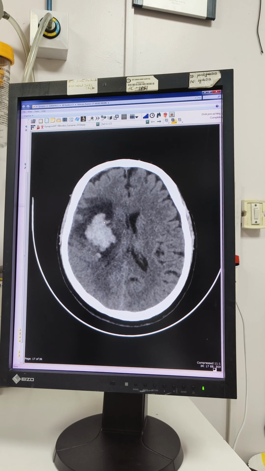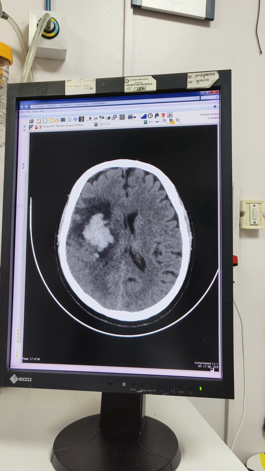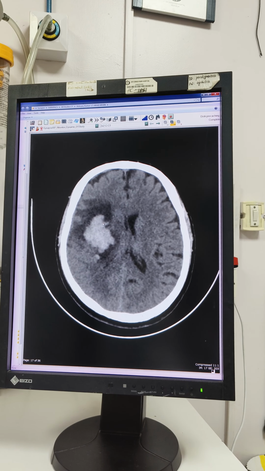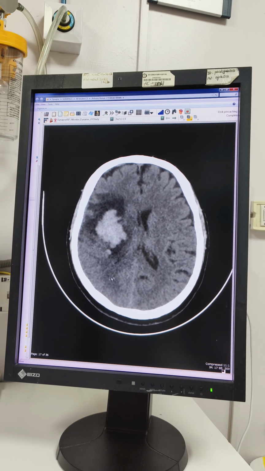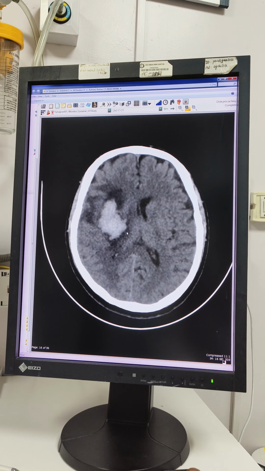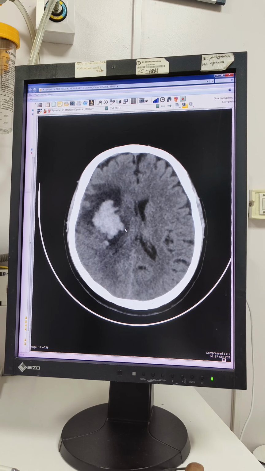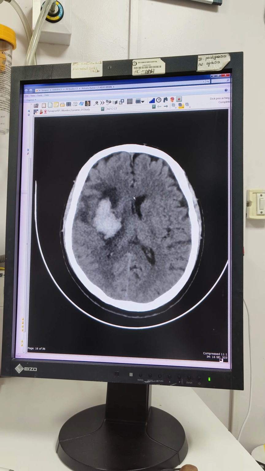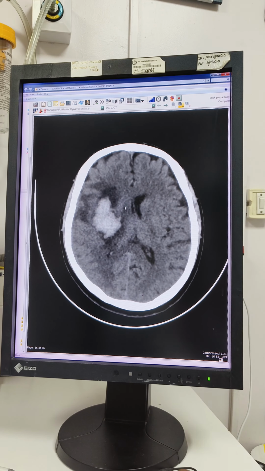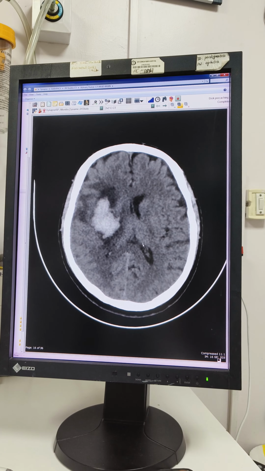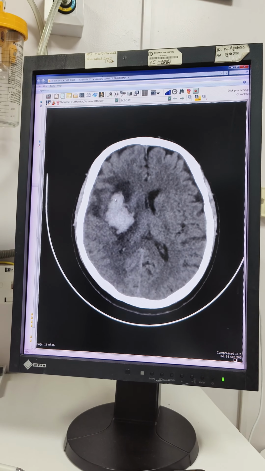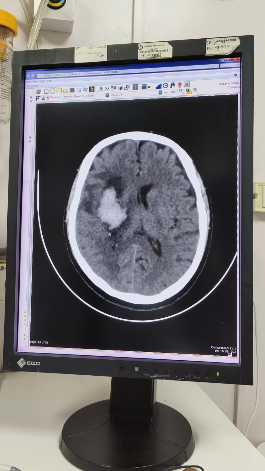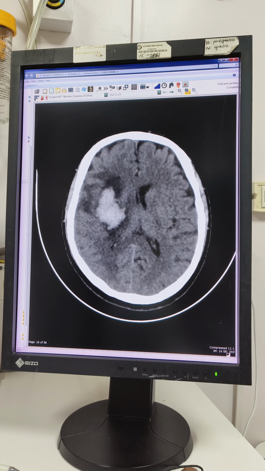So let us look at the signs of raised ICP on a CT scan of brain. The first thing that we will be able to notice clear cut here, there is a midline shift. Here there is a gross midline shift which is causing the compression of the ipsilateral ventricles and also the dilatation of the contralateral ventricles. And here you can see the edema, perilesional edema around the intracerebral bleed.